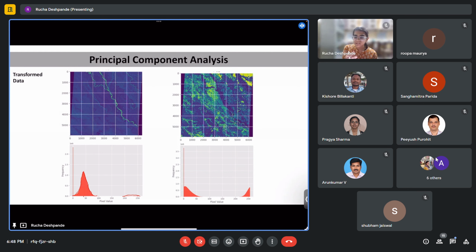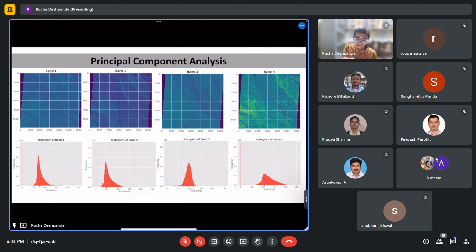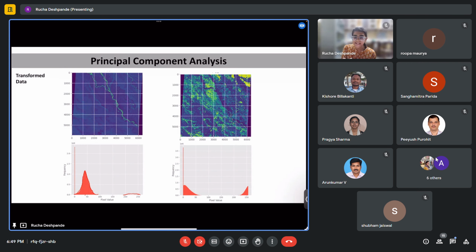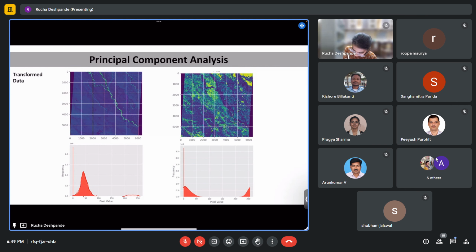So this image brings out more information compared to all the other images combined. This image has the highest variance. And similarly, this is the second image. Here also we can see the distribution being split in two areas. The darker pixels represent the vegetation, and the brighter pixels are water pixels and surroundings.